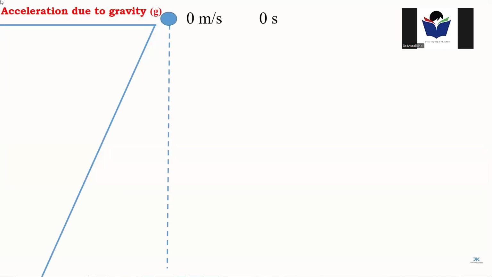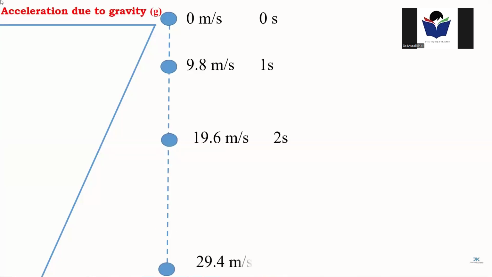First, its velocity will be 0 when it is not dropped. And when it is dropped, exactly after 1 second, its velocity becomes 9.8 meter per second. And at the end of the second second, its velocity increases to 19.6 meter per second. And at the end of the third second, its velocity increases to 29.4 meter per second.